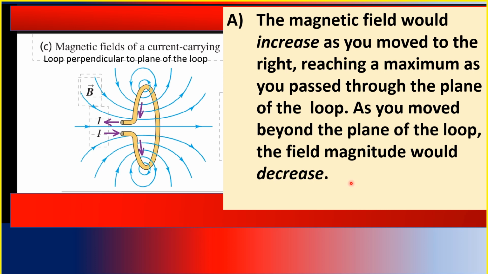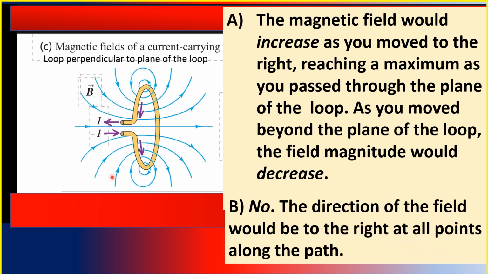Now for question letter B, how about the direction of the magnetic field? What happens? Does it change or not? The answer is no, there is no change in the direction of the magnetic field. The direction of the magnetic field will still be to the right at all points along the path.